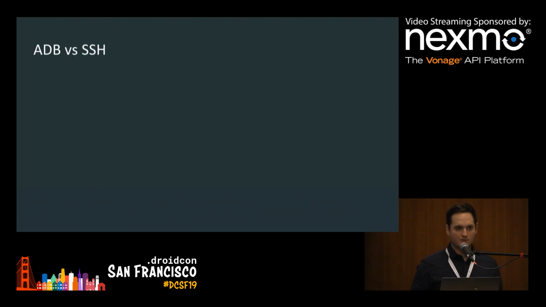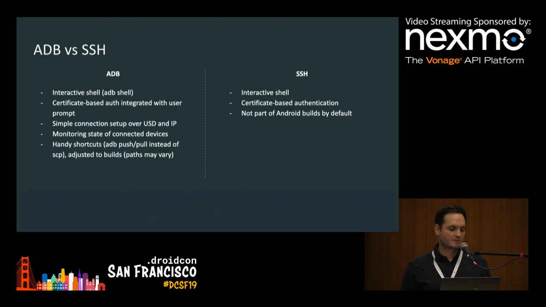Now, if any of you has ever been anywhere close to Linux system or embedded system development, you might have interacted with your embedded devices through Secure Shell, SSH, which is somewhat similar to ADB. In fact, they don't have anything in common, they just share some similarities. First thing they offer is an interactive shell, also certificate-based authentication, but ADB offers us a lot more because it has deeper integration into our system.